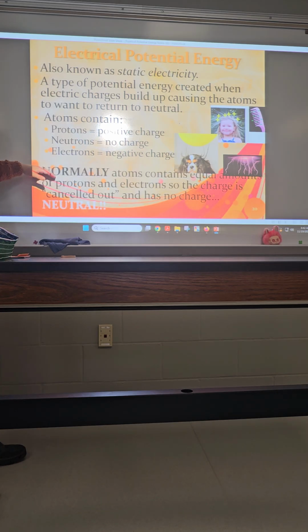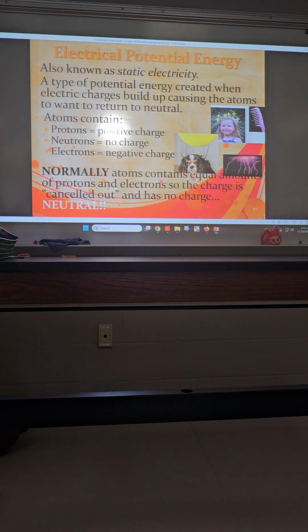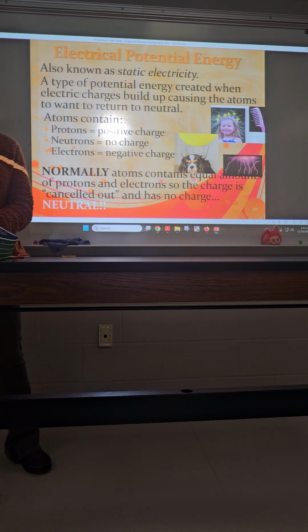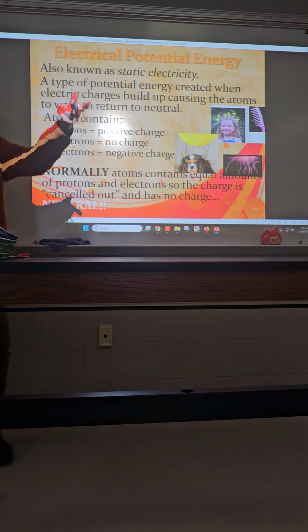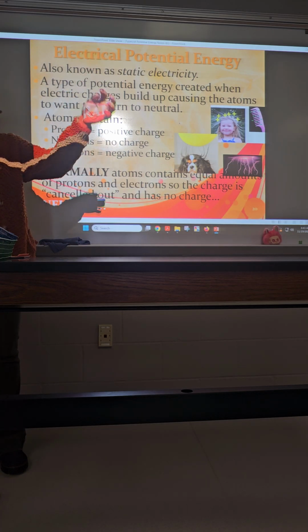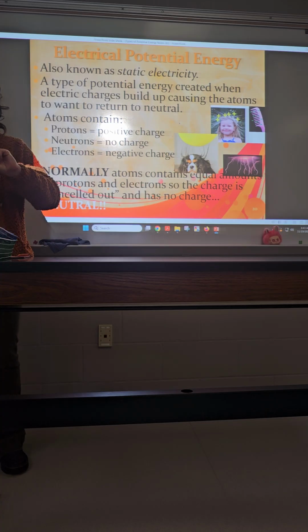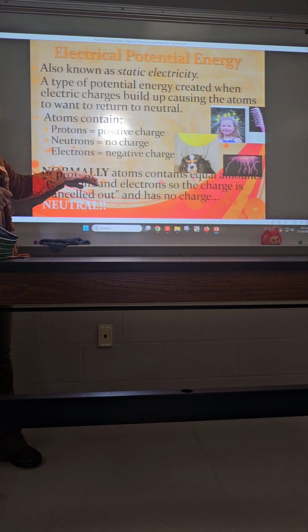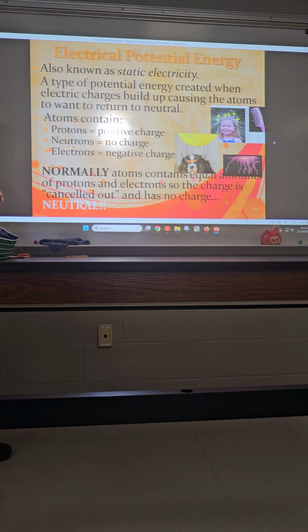Right? So normally, atoms contain equal amounts of protons and electrons, so the charges cancel out, and it has no charge, meaning that the overall atom itself is neutral. That's the normal positioning. So just like my rubber band here, this is the normal positioning, right? No stretch to it. But if it has some kind of a change to it, then that's when it gains potential. And if we get this away from normal and we get a charge, that's when it wants to get back to normal and discharge.